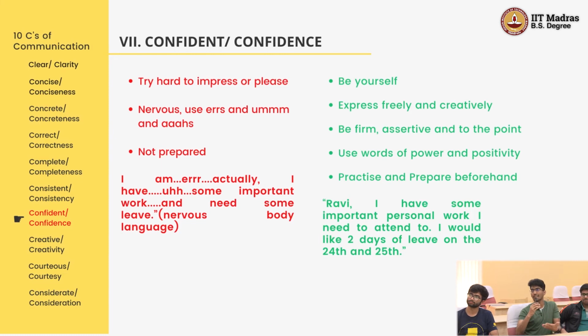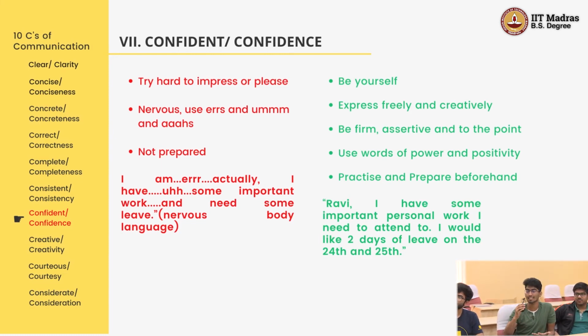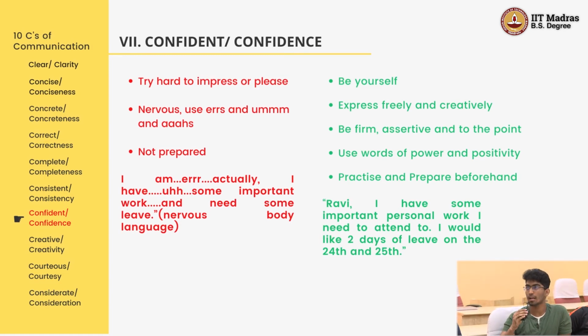Instead, if you want to communicate something to someone, let's say as an example, "Ravi, I have some important personal work I need to attend to. I would like 2 days of leave on the 24th and 25th." This would be both concise and confident. Nervous errors, ums and ahs, all of these have to be avoided. That's all.